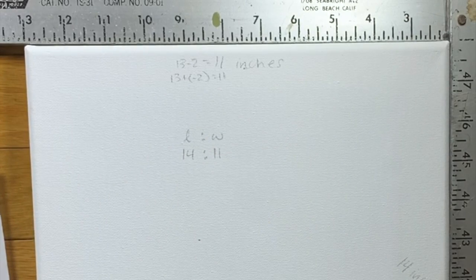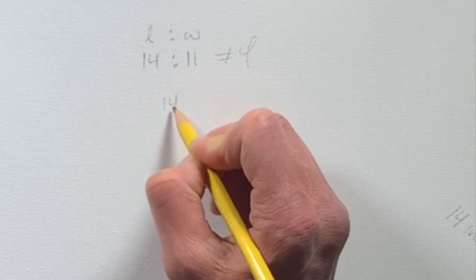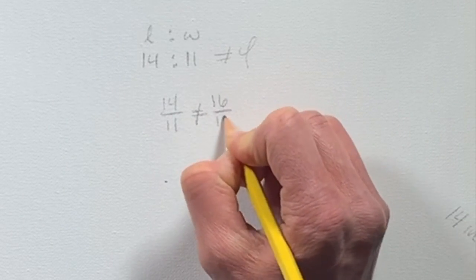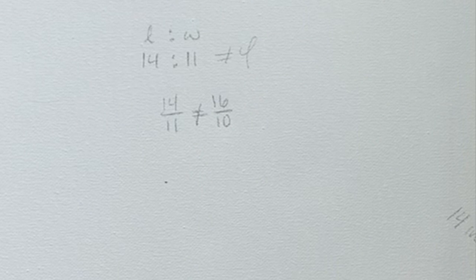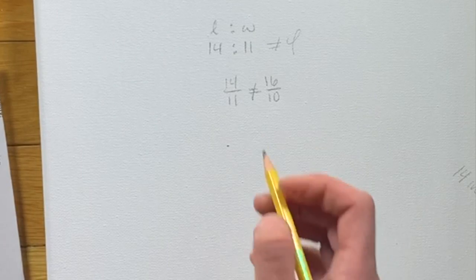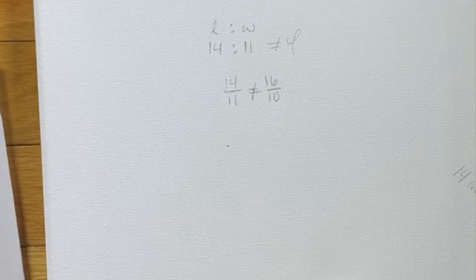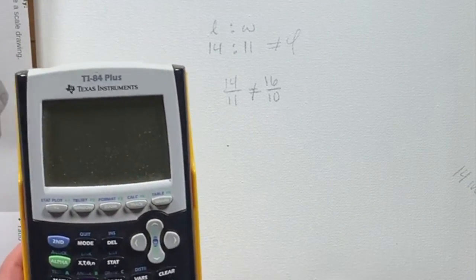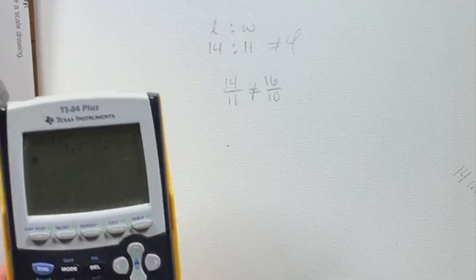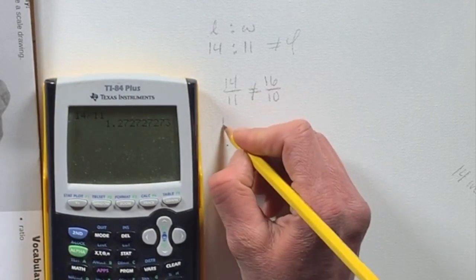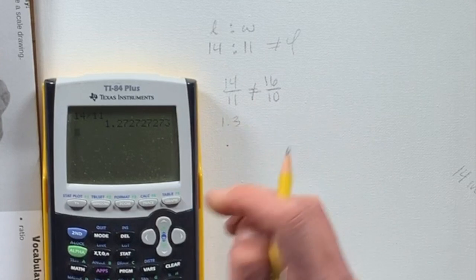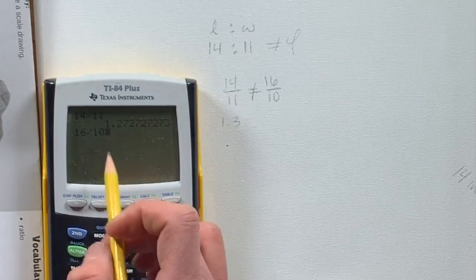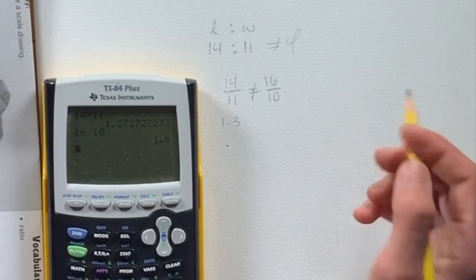Now we know that 14 elevenths is not equal to 16 over 10. We can show that with long division or just grab a calculator, which is way more fun. 14 divided by 11 is about 1.3, and 16 divided by 10, I shouldn't even have to do this, just move that decimal place back one, is 1.6.